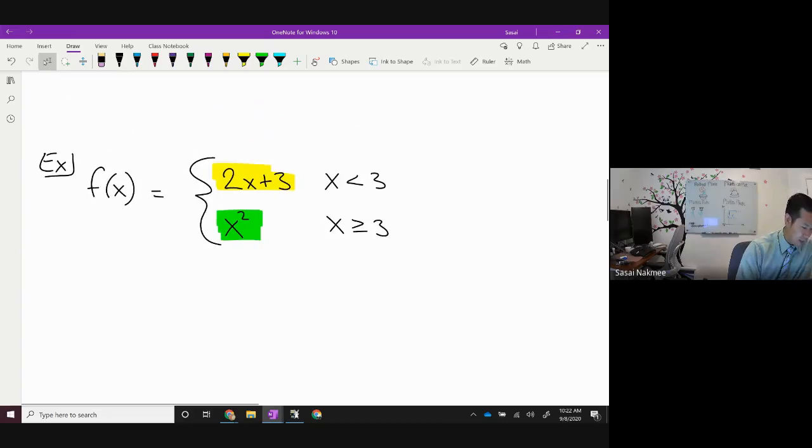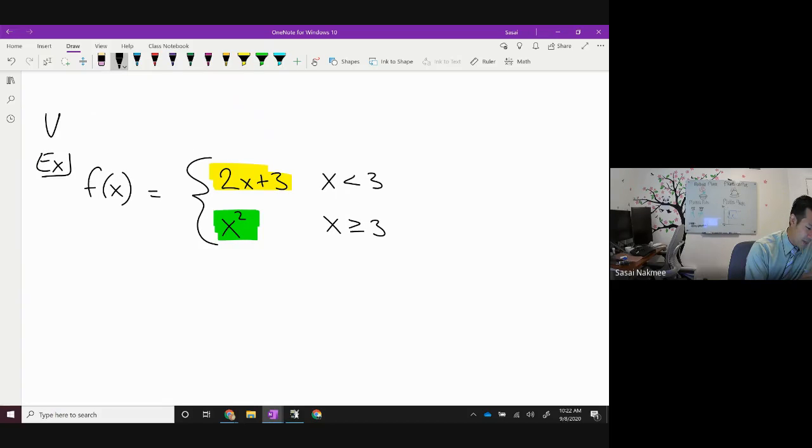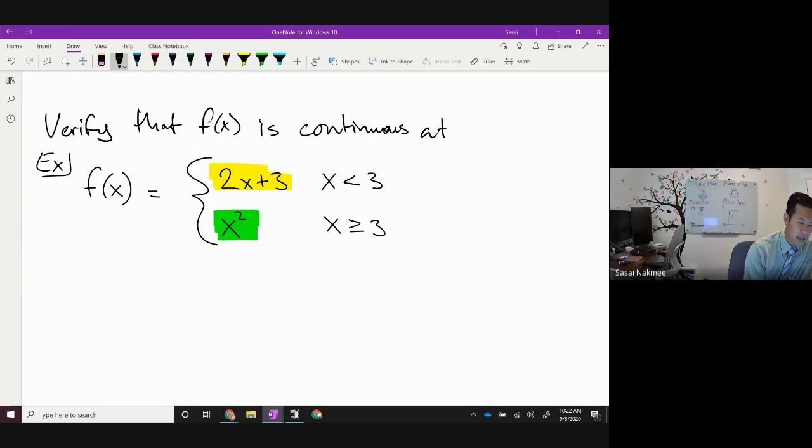I don't have any rules written down for this one. We're going to verify that f of x is continuous at, in this case, x equals 3. We're going to verify that this thing is continuous at x equals 3. So again, we go through those conditions, right? We look to see, hey, what's the limit as x approaches 3 from the negative side of this said function, right? And I'm hoping you guys see this.